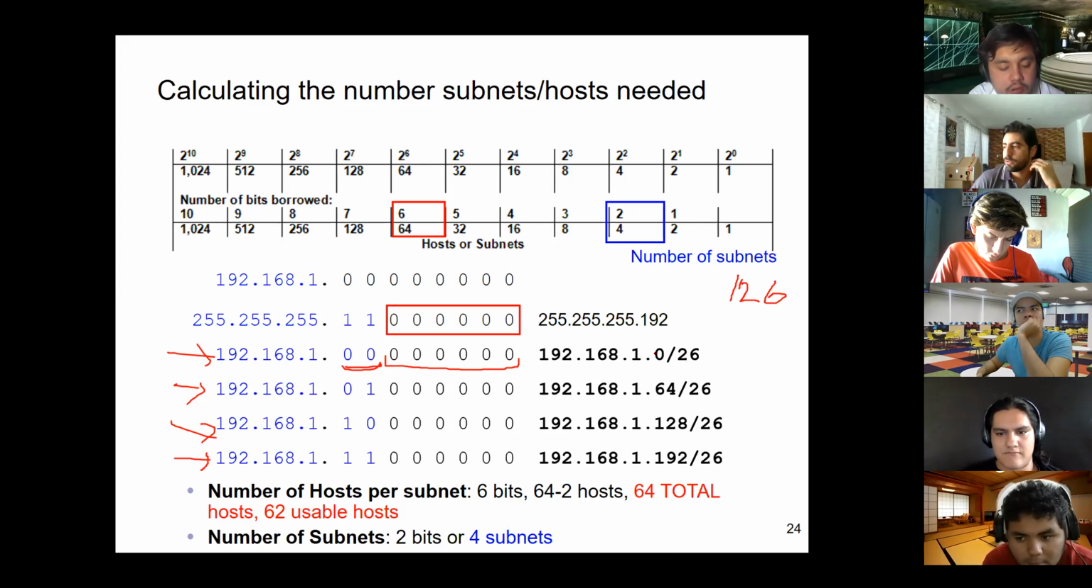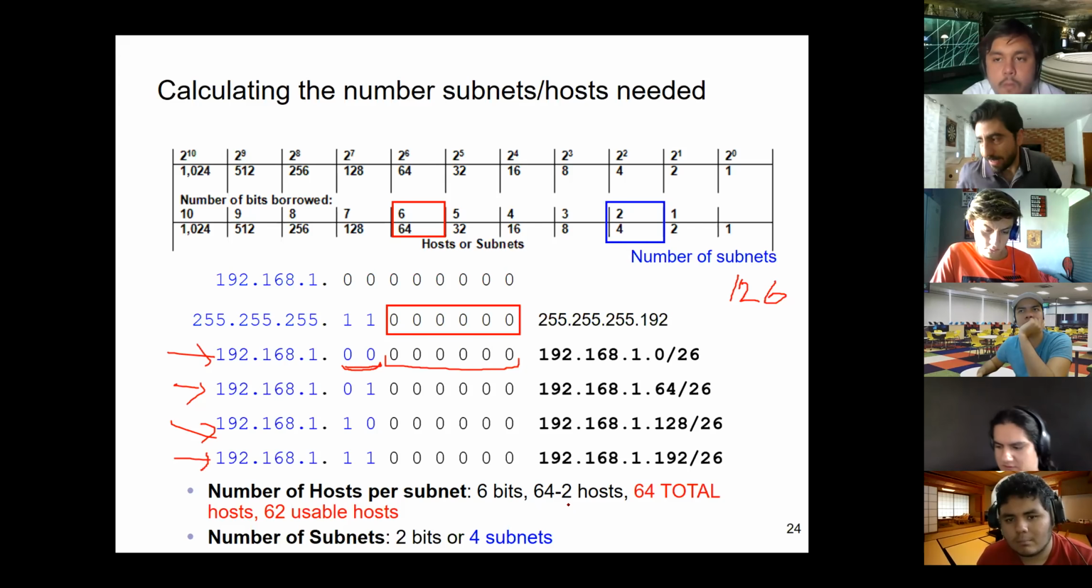So the first subnet starts from 0 all the way to 63. The second one starts from 64 all the way to 127. The third one starts from 128 all the way to 191. And the last one starts from 192 all the way to 254. Right? Is it clear? It's perfectly clear for me.